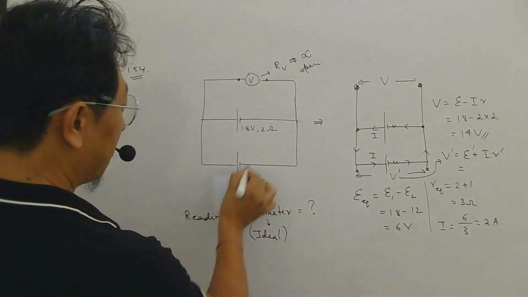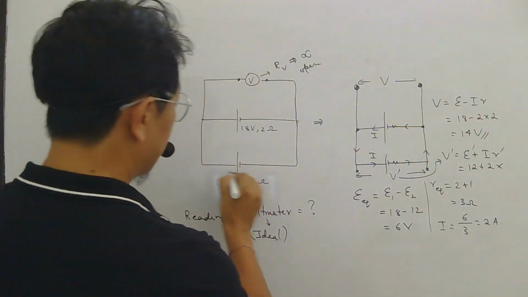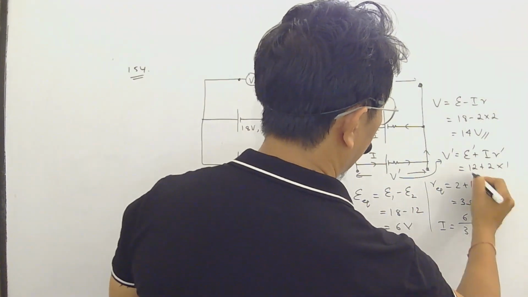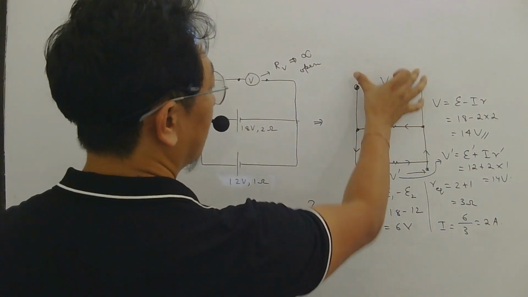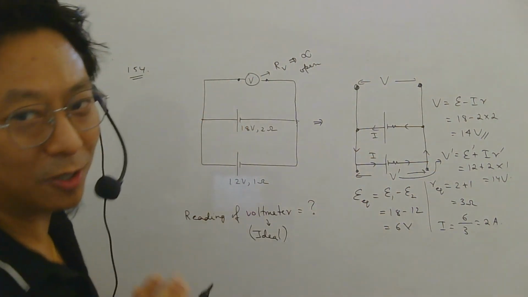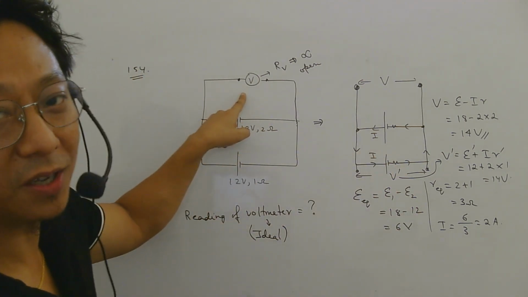So what is the EMF of this cell now? 12. Current is 2. Internal resistance of this is 1. So 12 plus 2 is 14. So either you can find the terminal voltage here or here. Same answer you are going to get. And that will be the reading of this voltmeter, right?